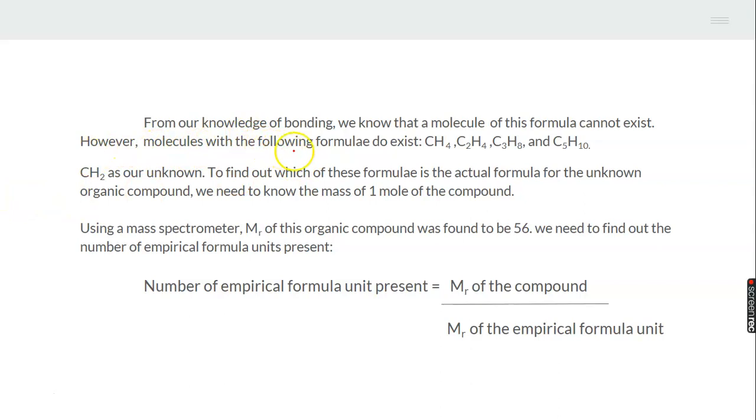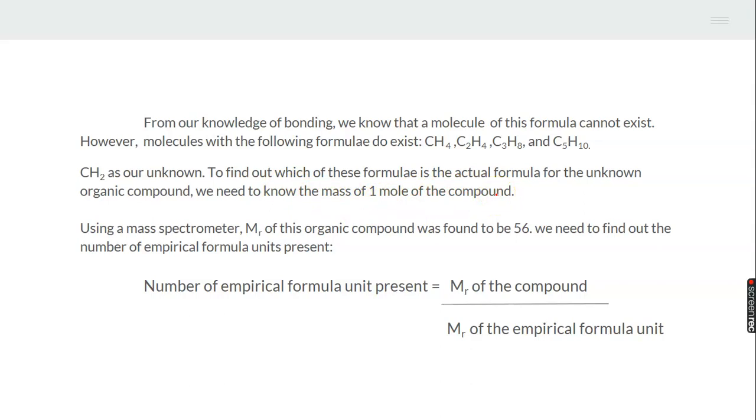However, molecules with the following formulae do exist, like CH4, which is methane. This one is ethane. It's C3H8, we have C5H10 and all that. They are numerous. So CH2 is our unknown now. To find out which of these formulae is actually the formula for the unknown organic compound, we need to know the mass of 1 mole of the compound.